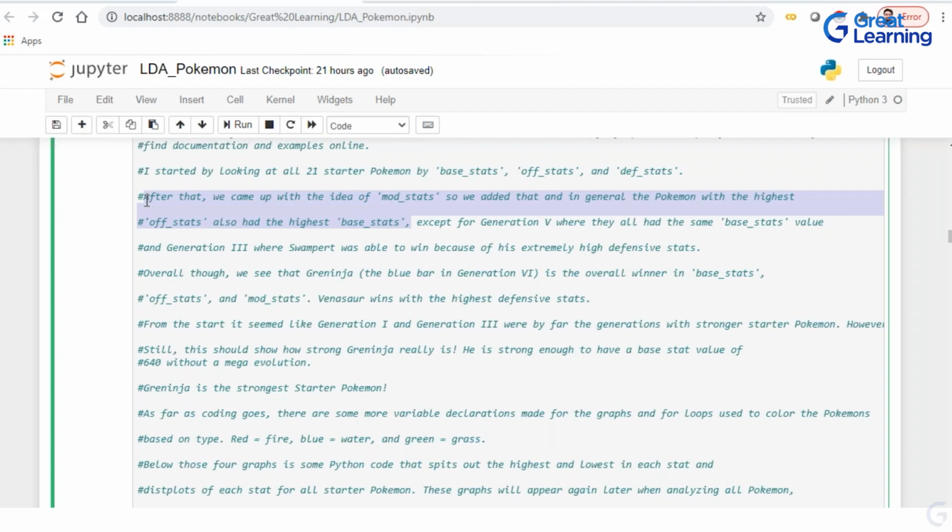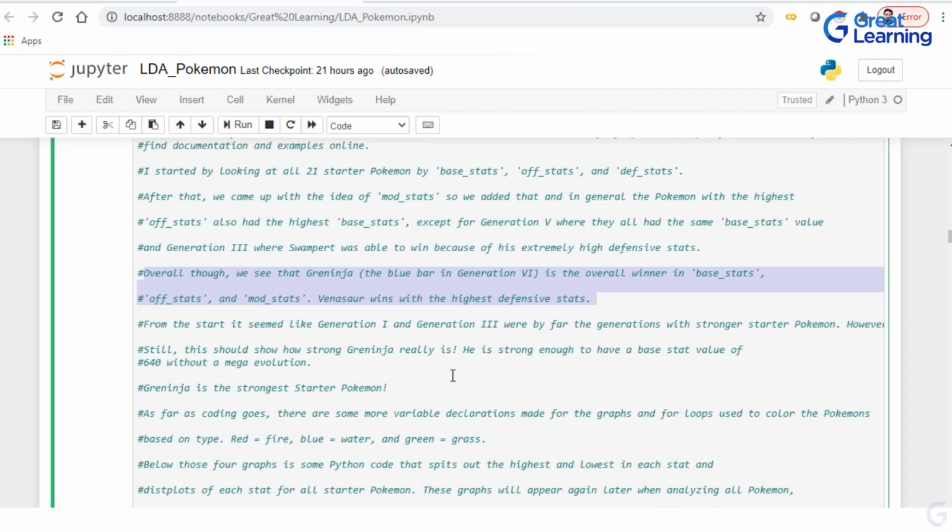So their offensive strategy and the highest base stat values were helping us to categorize them at the top. So overall, we see that the Greninja, which is the blue bar in generation 6, is the overall winner in the base stats, off stats, and the mod stats. Venusaur wins with the highest defensive stats.